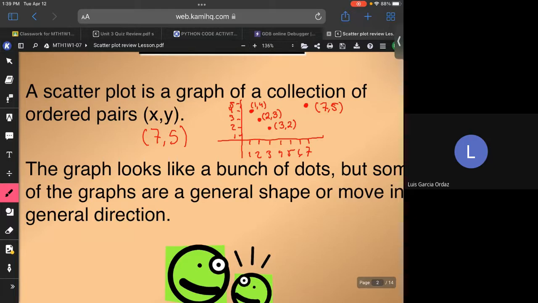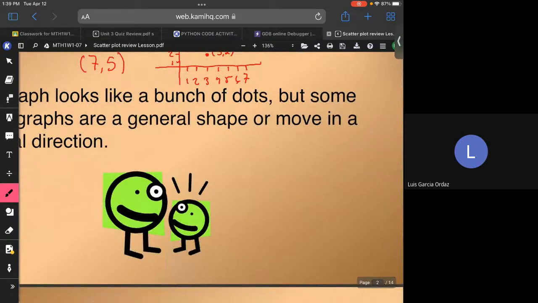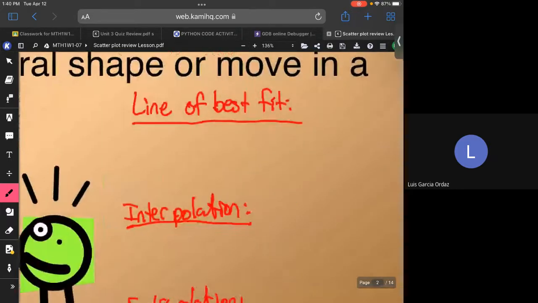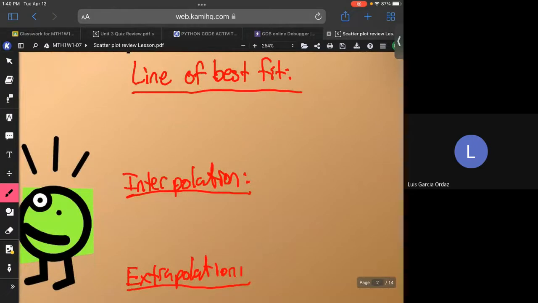But there's a couple terms I want you guys to refresh your memory on. So you have something called the line of best fit. We have something called interpolation. And we have something called extrapolation. They are fancy words for saying basics. Do you guys remember what a line of best fit is?